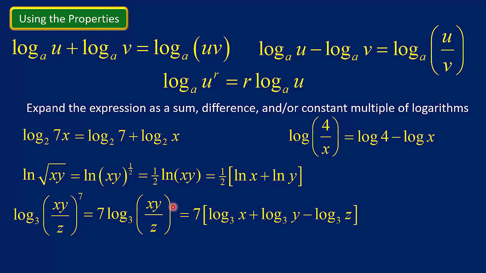You're going to have 7 times the quantity log x plus log y. How do you deal with this bottom? Minus log z. See? Because it came from the bottom. So you're going to have a minus.